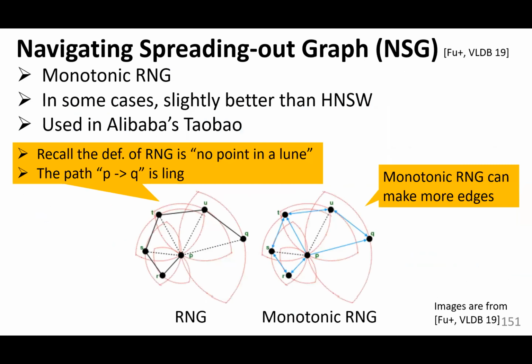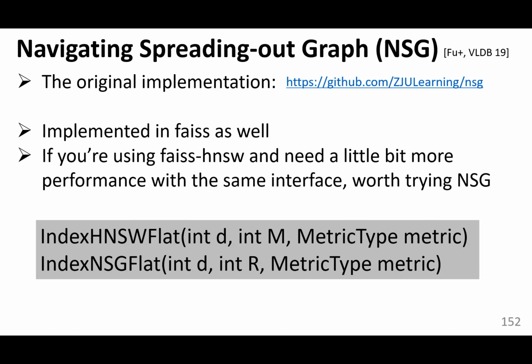And this is NSG, Navigating Spreading-out Graph. This is called a monotonic RNG. In some cases, this graph is slightly better than HNSW. So let's move a little bit fast. What I want to say is this NSG is implemented in Faiss as well. Not so many people know that. If you are using Faiss HNSW and you need a little bit more accuracy, then please try this one. You can just change HNSW to NSG here, and the parameters are similar. That's something you can try.